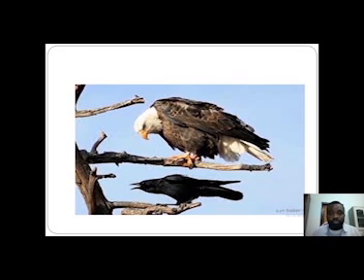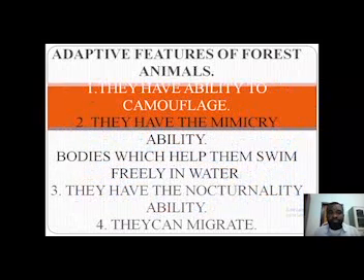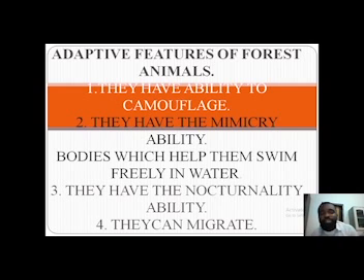Alright, let's move on. Adaptive features of forest animals. Good. We are gradually going to the tough ones. When we look at forest animals, we also look at desert animals. Adaptive features of forest animals.